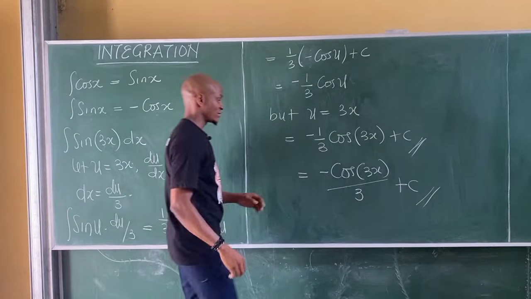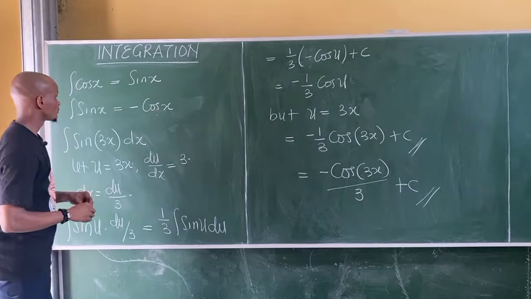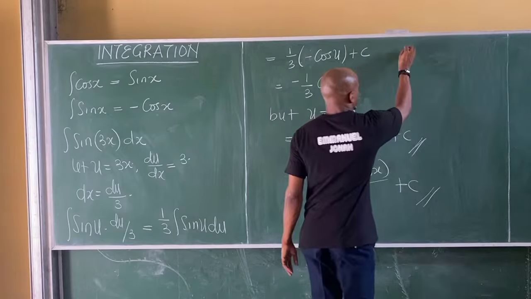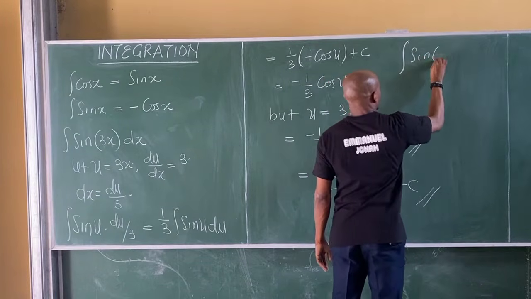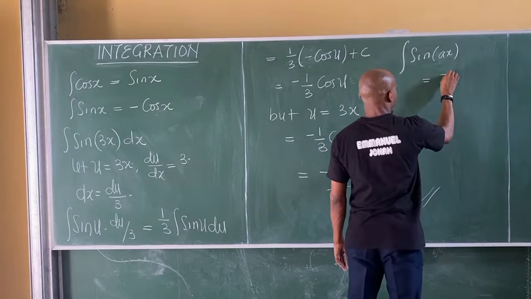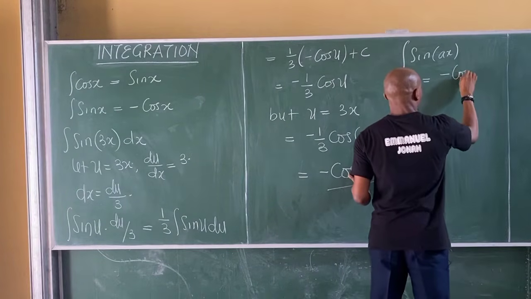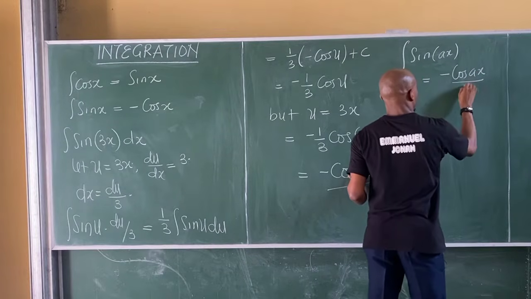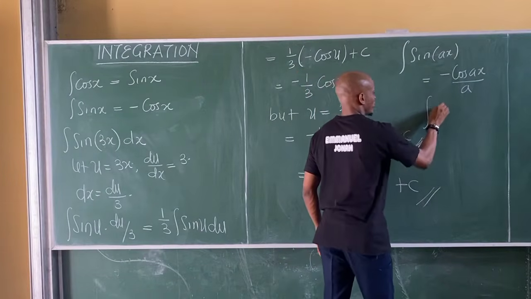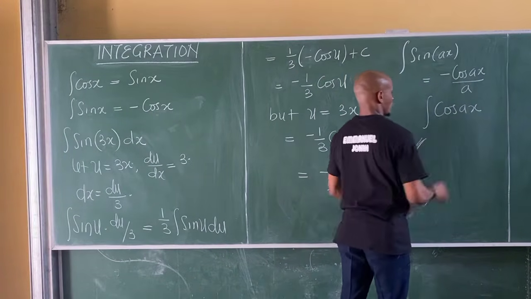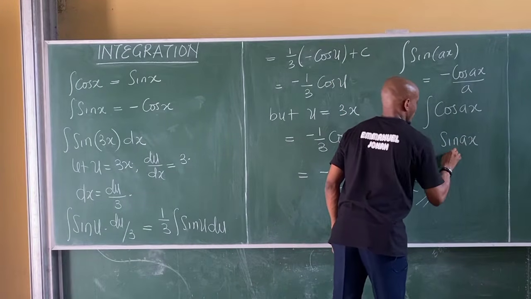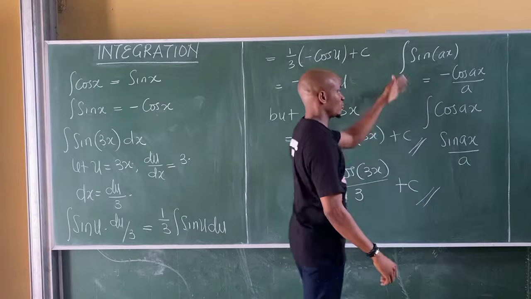So the idea now is this. If I'm asked to integrate sine ax, this will be equal to minus cos ax all over a. That's like a shortcut. Also, if I'm asked to integrate cos ax with respect to x, this will give you sine ax all over a. So please note these things.